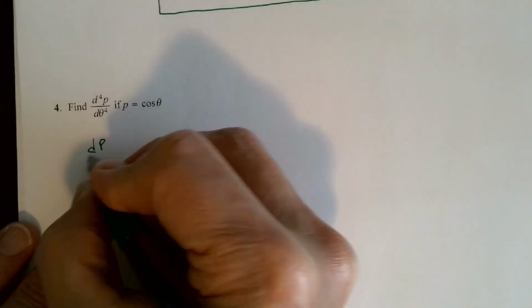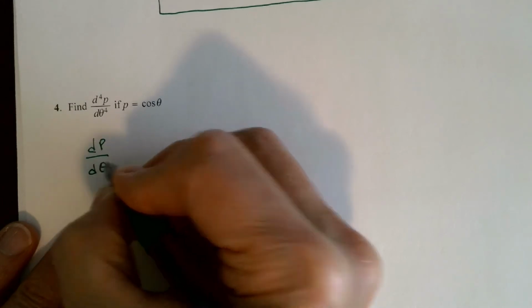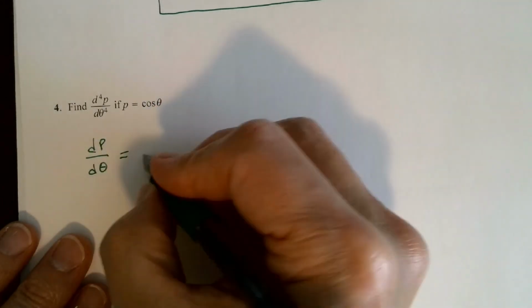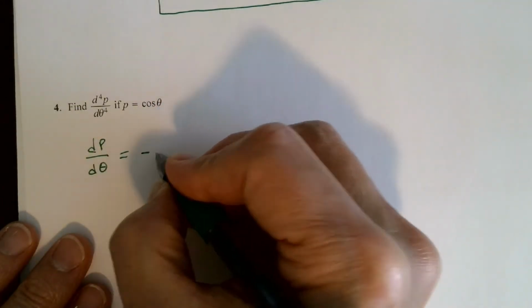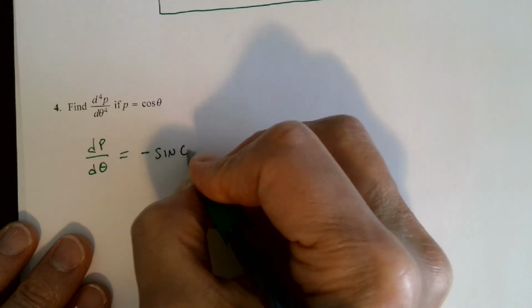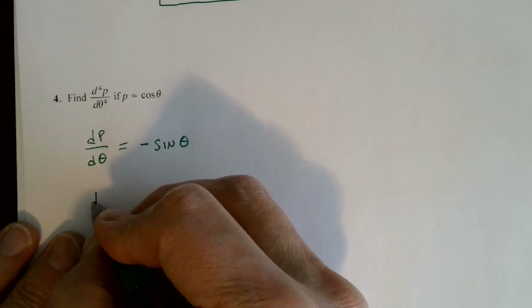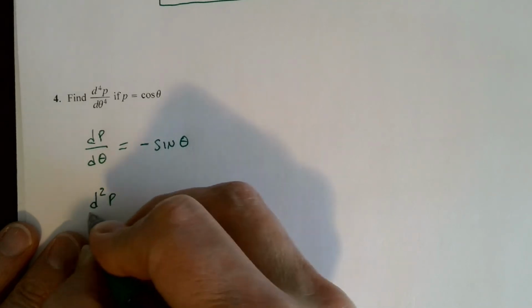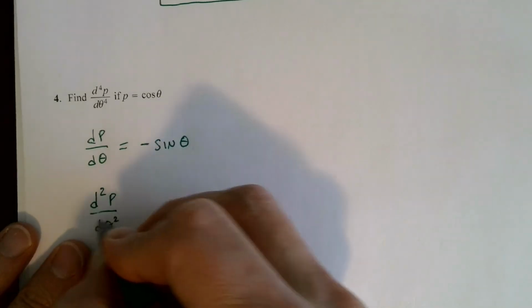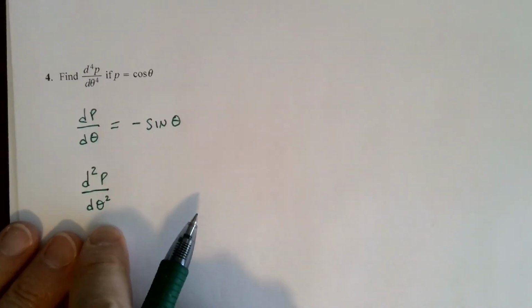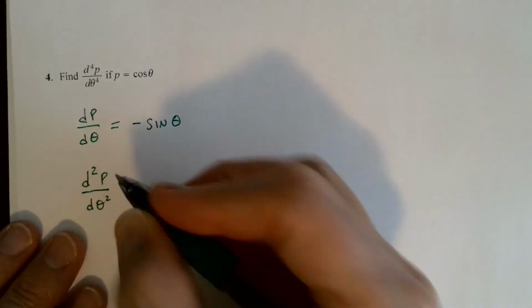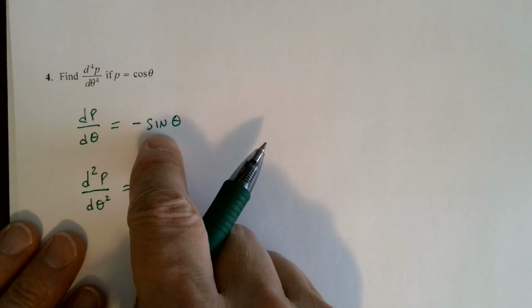So what do we have to do to get to the fourth derivative? Well, we have to start with the first derivative, which is dp d theta. What's the derivative of cosine theta? That is negative sine of theta. Okay. So now we're going to take the second derivative. How do I write that? That's d squared p d theta squared, the second derivative of p with respect to theta. And so how do I do that? I take the derivative of the derivative, right?